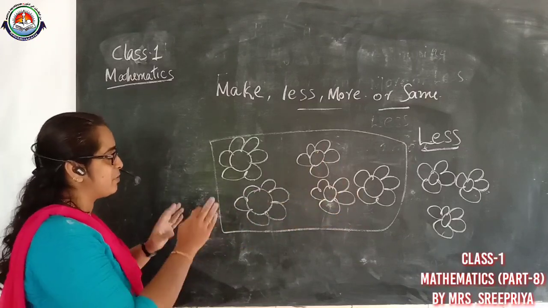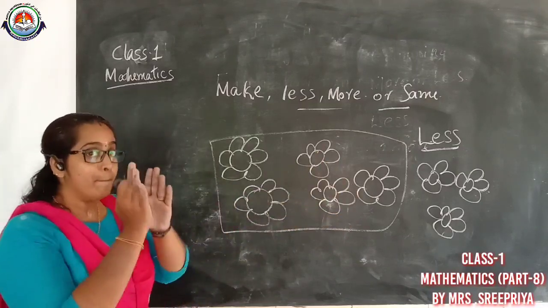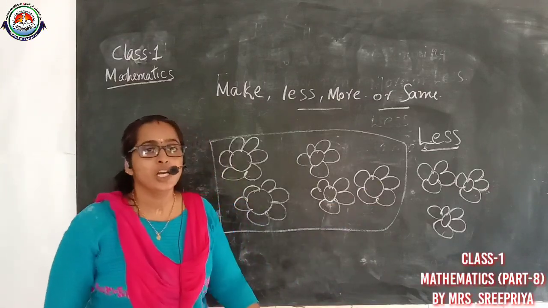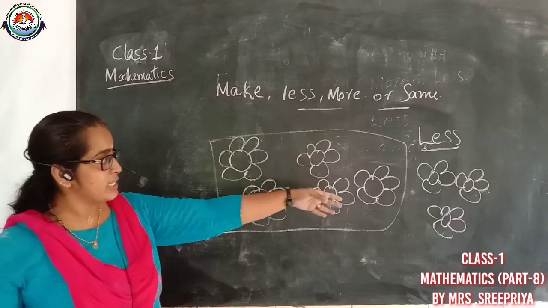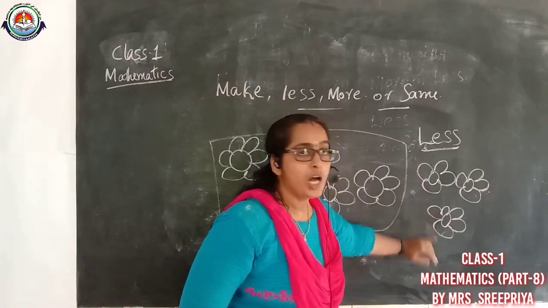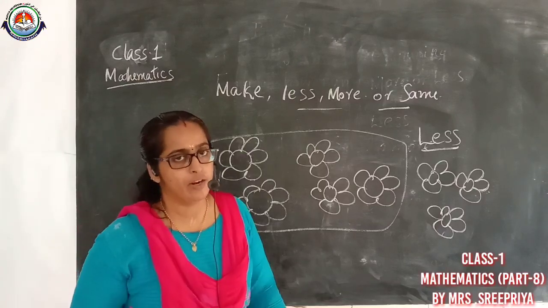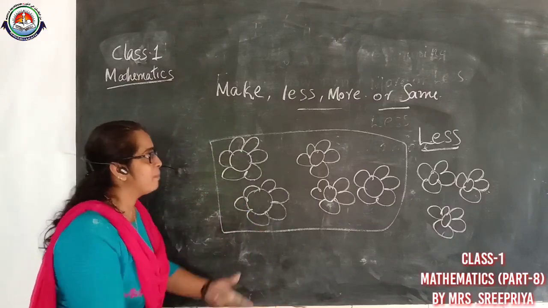Yes, less. That means we draw less what? Less number of flowers. Less 5, we draw less 5. That means only 3 flowers we draw. 3 means less than 5. Understood? Okay. So how can we make it more?